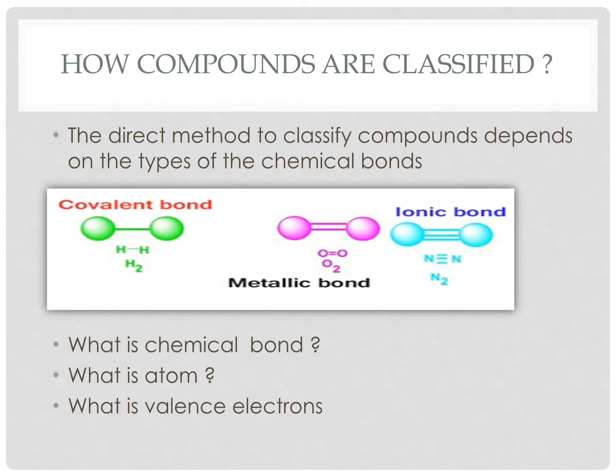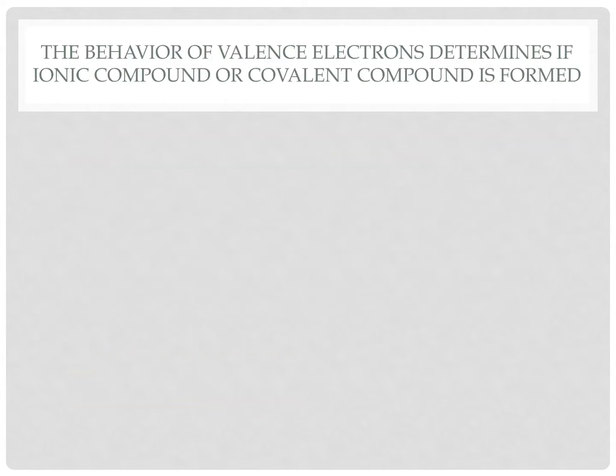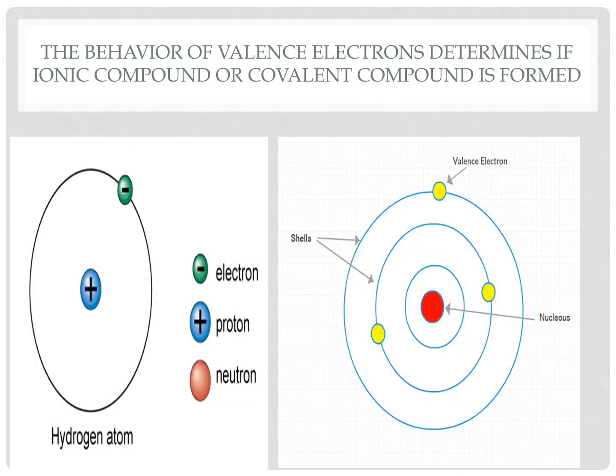So again, what is a valence electron? Valence electrons are electrons in the outermost energy level of an atom. We will learn more about it in the next slide. So I will answer the question of the previous slide. What is an atom? An atom is a fundamental piece of matter. It is very useful to know that an atom itself is made of three subatomic particles: protons, neutrons, and electrons, as you can see right there.